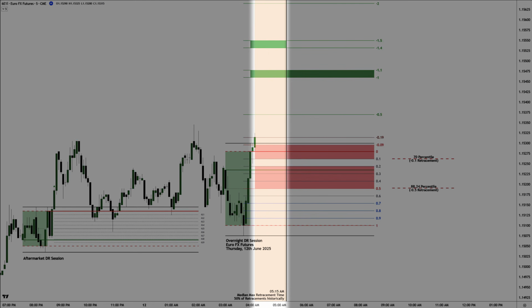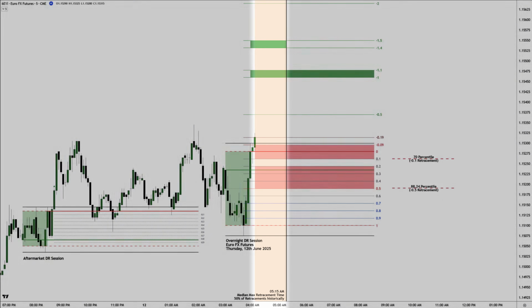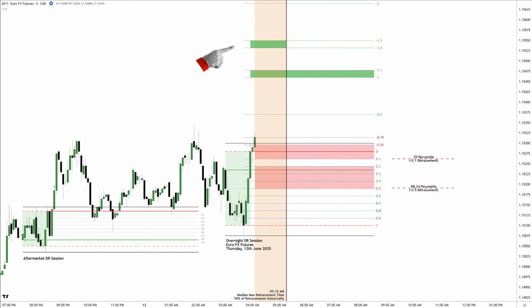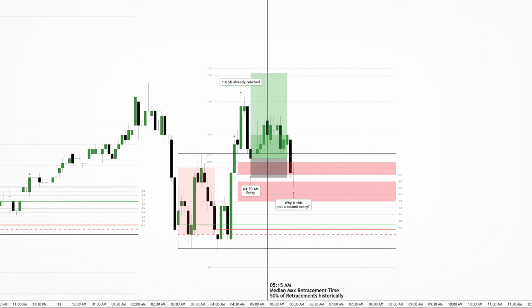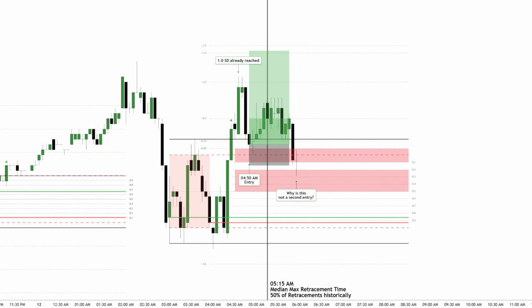So, if you enter before 5:15 a.m., you can aim for the target of 1.4 standard deviations, while with an entry after 5:15 a.m., you should rather go for the 1 standard deviation level as a target. If something like this happens, for example, you would enter the first bullet here and aim for 1.4 standard deviations as a target, since you entered before 5:15 a.m. Later on, your position would get stopped out.